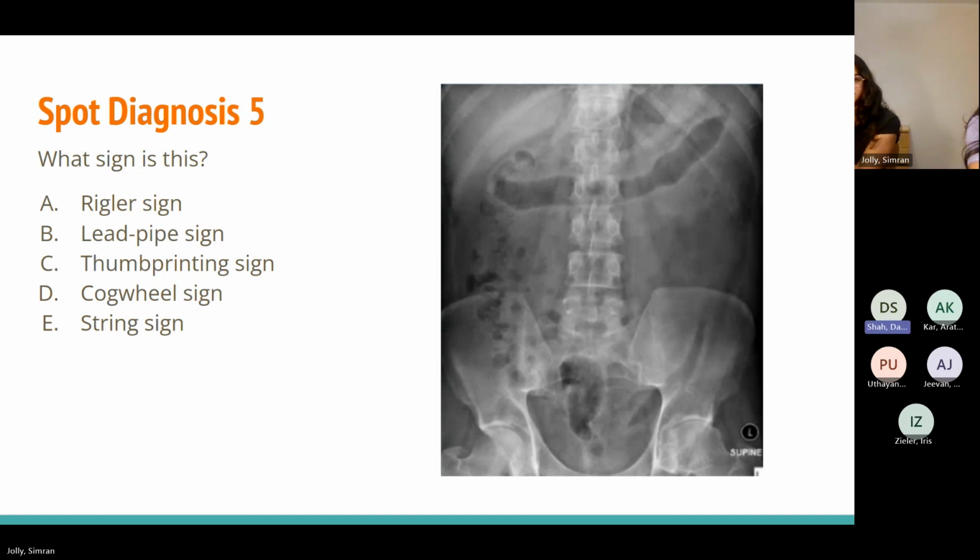Is it lead pipe? Yeah. So you can see here is where we're looking at. There's loss of normal haustra markings, and that's due to chronic inflammation of the colon. And so you can see that the bowel is kind of flat and tubular. And do you know any causes of this?